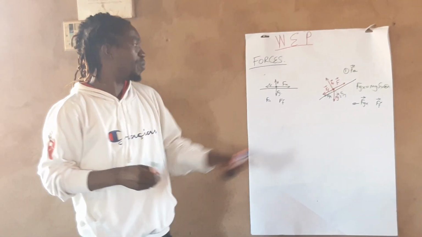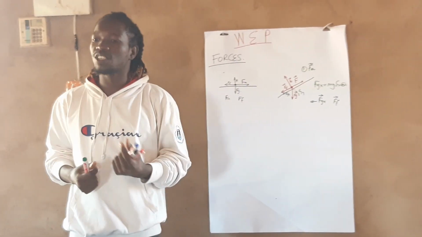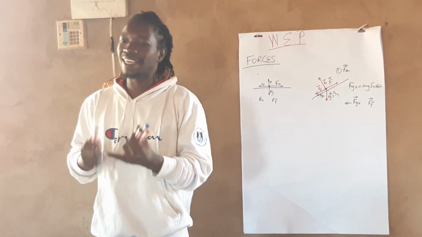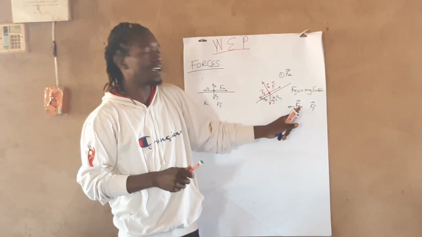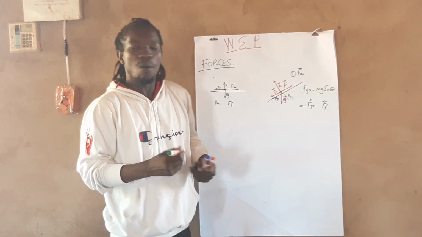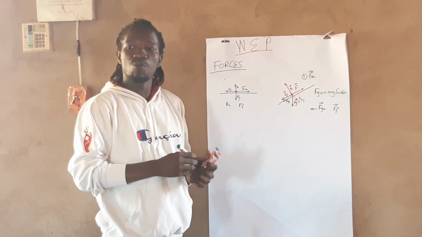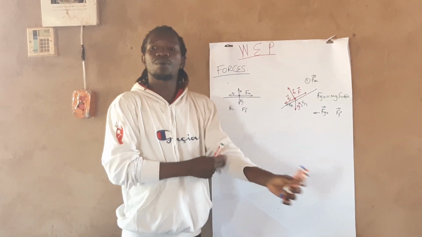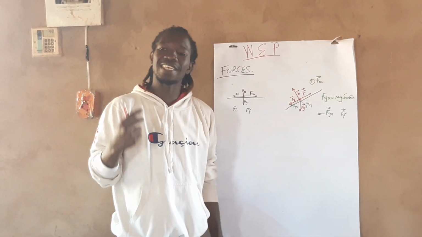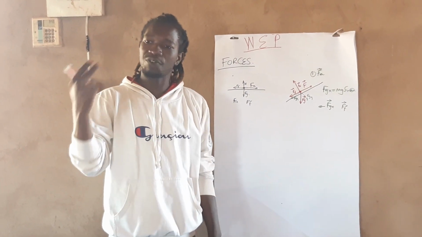So what does it say about this? It says that if an object is moving up the plane, it fights against friction and it also fights against Fg at x. When an object is moving up the incline, it fights against Fg at x and frictional force.